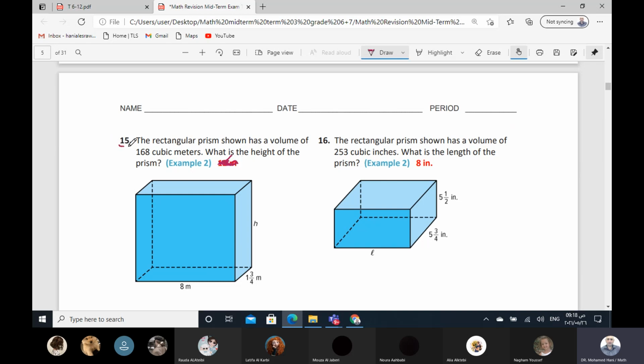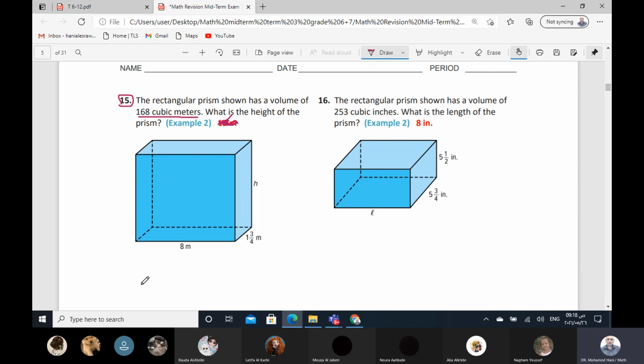Now we have exercise number 15. The rectangular prism shown has a volume of 168 cubic meters. What is the height of the prism? I want all of you to read the question again, then try to find the height of this prism. Start please and tell me what is your answer.